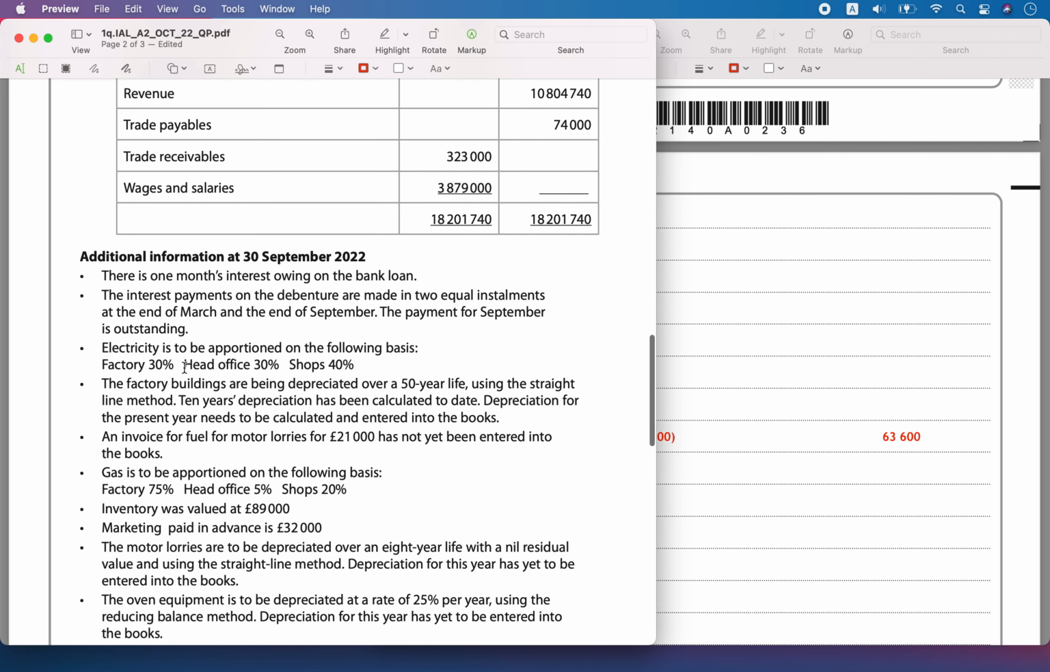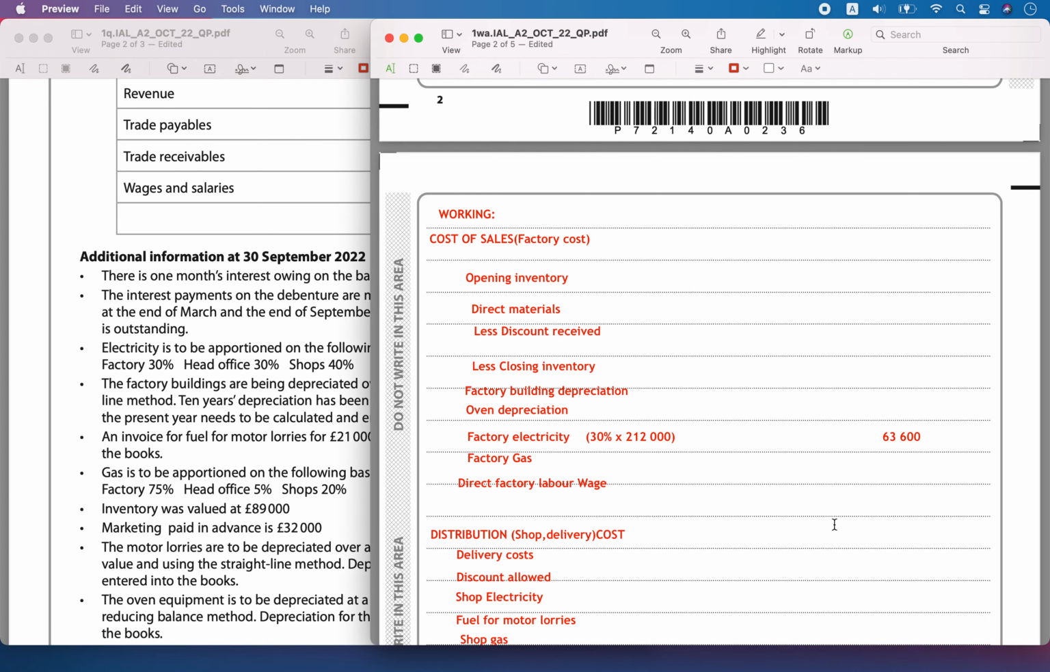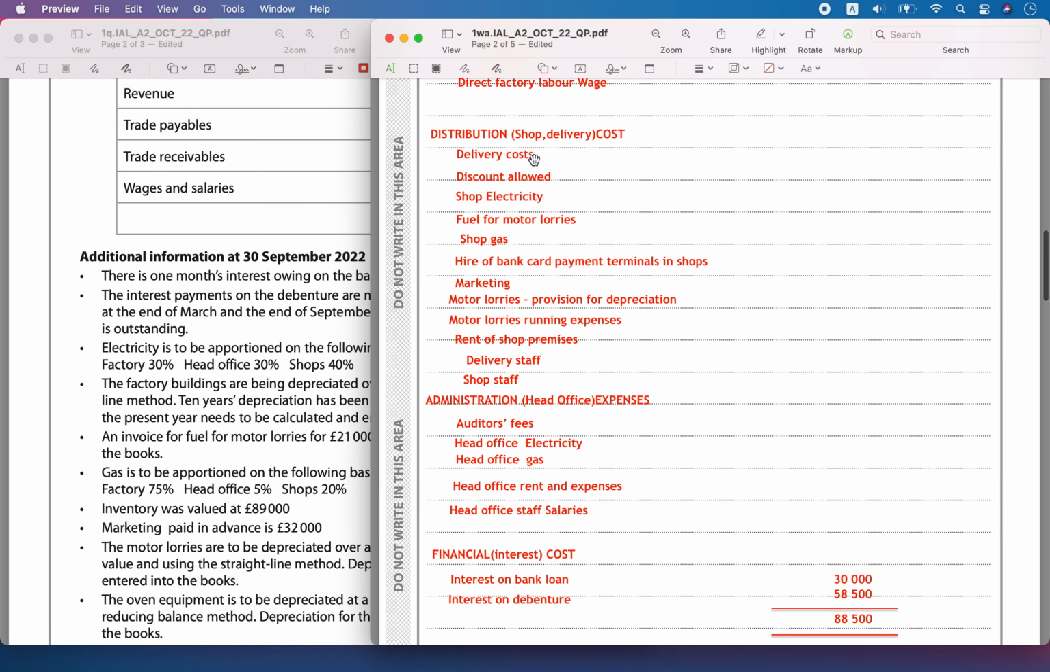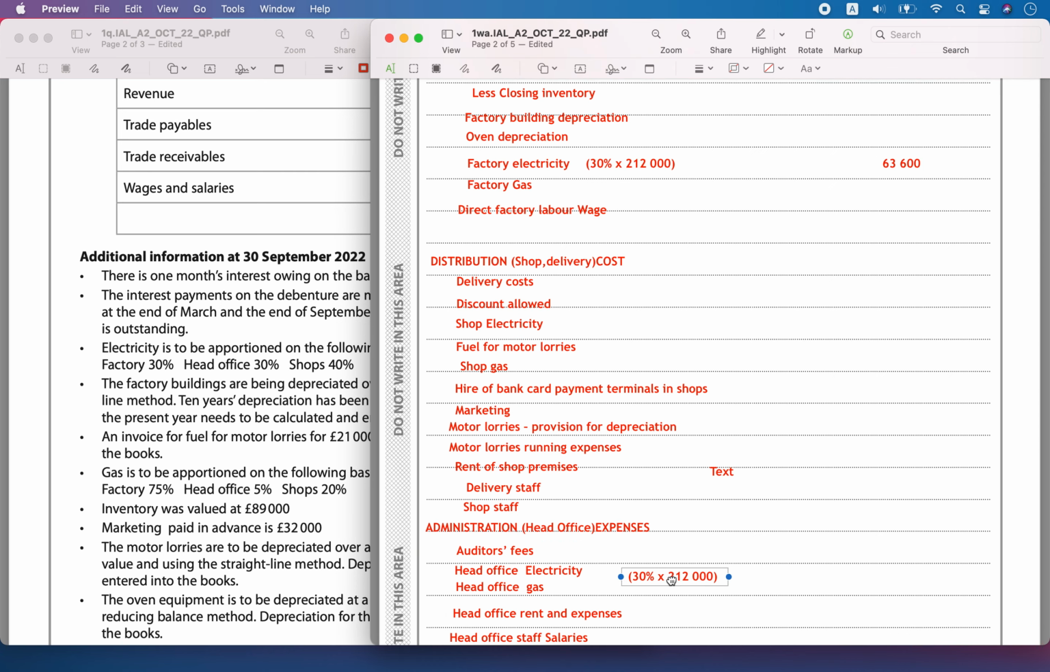63,600. Then they have given electricity head office 30%. Okay, again it is 30% of 212 for the head office electricity expense. So let's write it here. The same, so 30%, so it is going to be equal to 63,600. Okay, so the head office also has its electricity expense, it is 63,600.